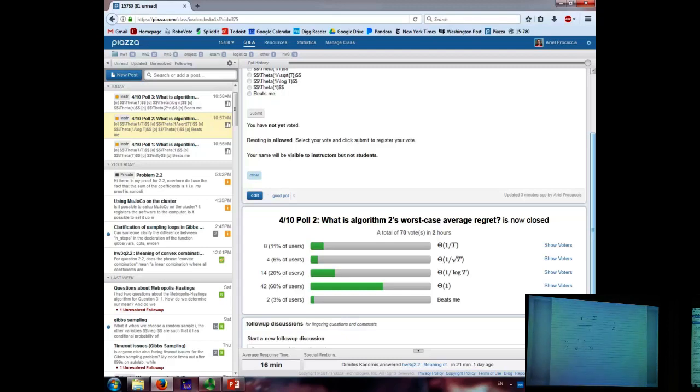Yep. In these cases, are the algorithm and adversary picking strategies at the same time, or is the adversary picking after? Excellent.